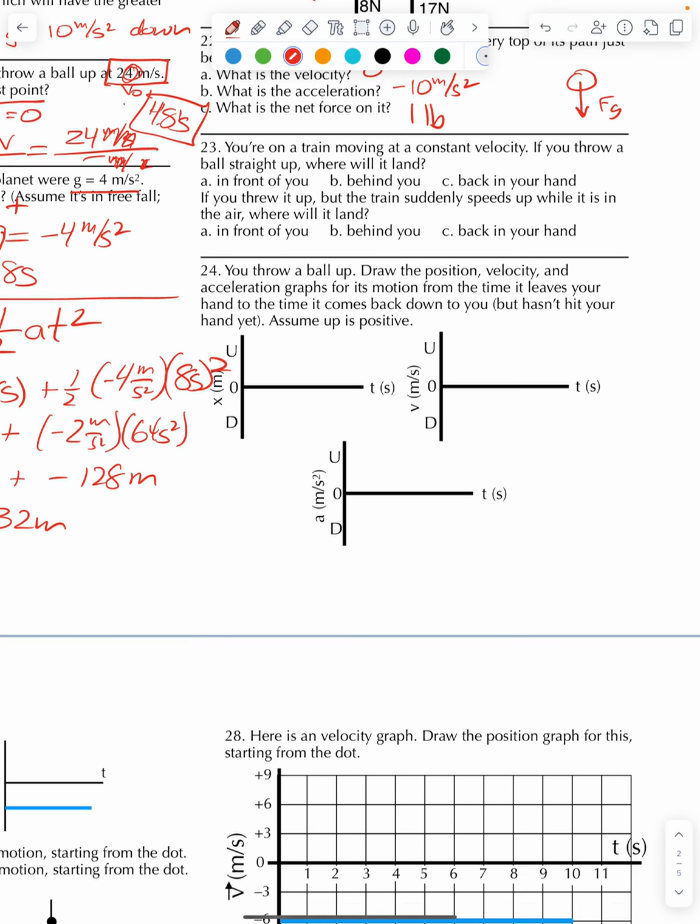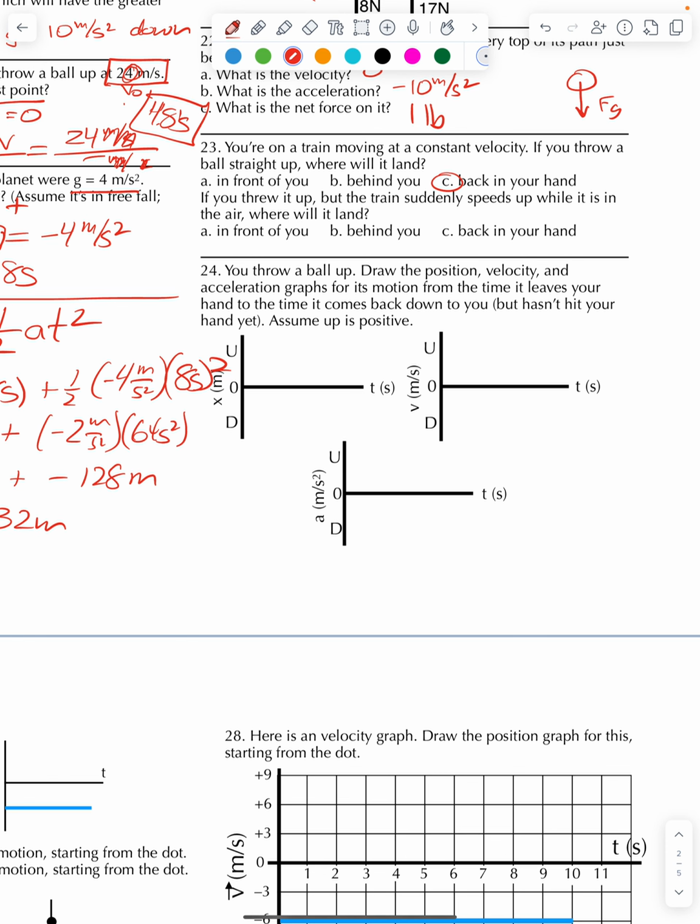You're on a train moving at a constant velocity. If you throw a ball straight up, where will it land? Okay, you'll remember this one. If we're in a train and there's no wind blowing through the windows, the ball is moving with you forward at a constant velocity. So when you throw it up, just because it leaves your hand, it's not going to suddenly slow down horizontally. It's going to keep moving at whatever velocity it had because it has that inertia. So it's going to land straight back in your hand.